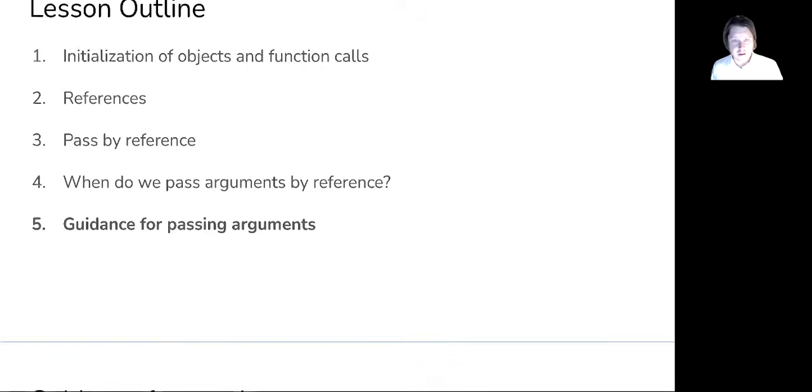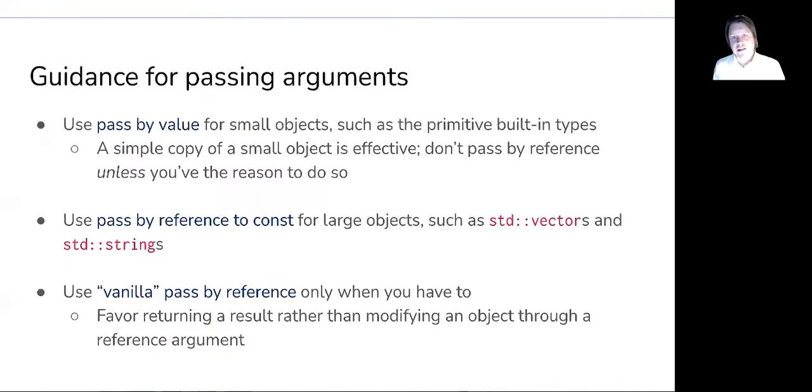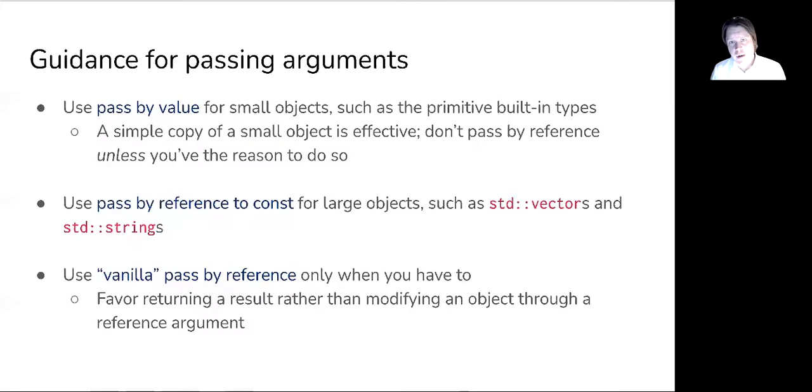So anyhow, we'll begin. Here's some guidance for passing arguments. At this point, you might be wondering, when do I use constant pass by reference to const? When do I use pass by value? What about plain vanilla pass by reference? Well, here's some direction to help you pick and choose.